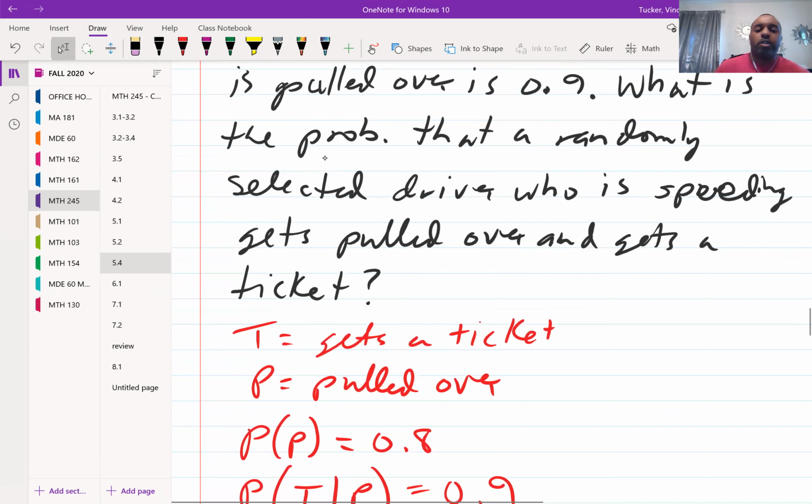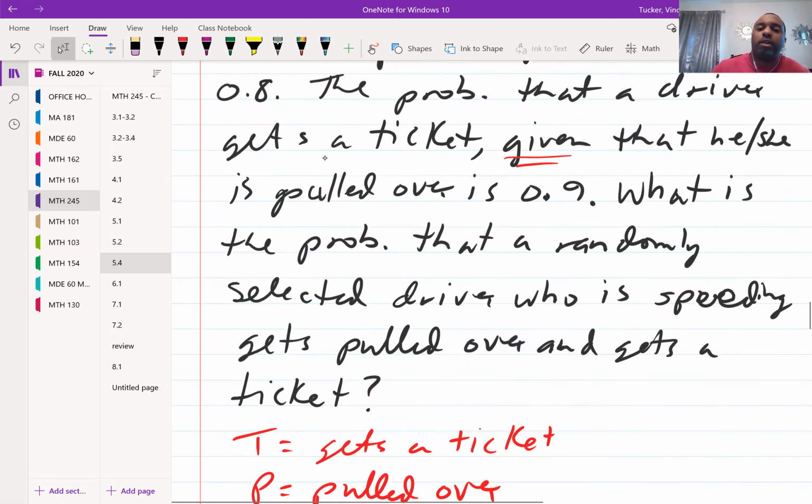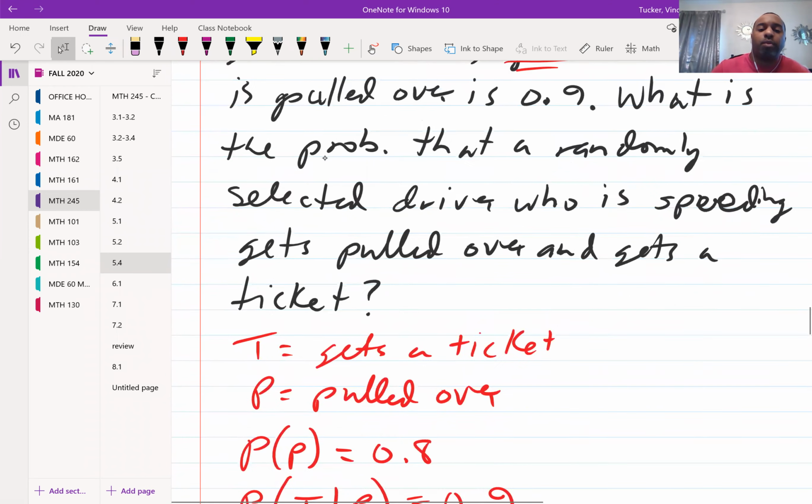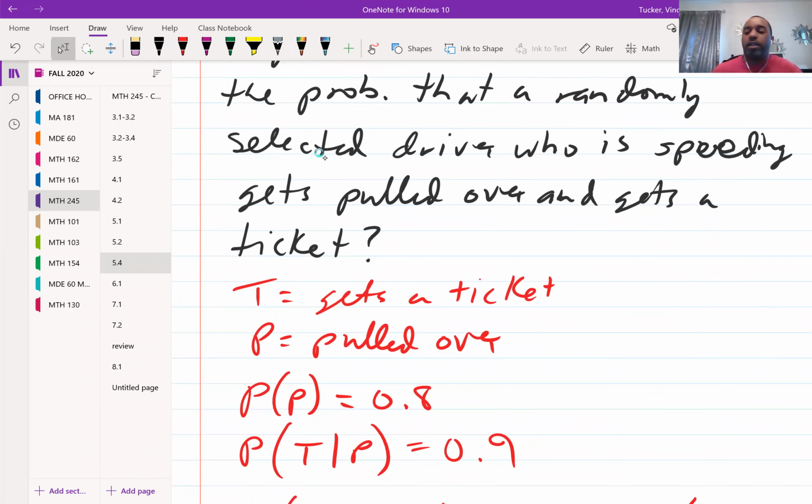All right. So the probability that this person gets a ticket is T. Probability the person gets pulled over is going to be P for us. So we already saw that the probability of getting pulled over is 0.8. And the probability of getting a ticket given that you were pulled over is going to be 0.9.